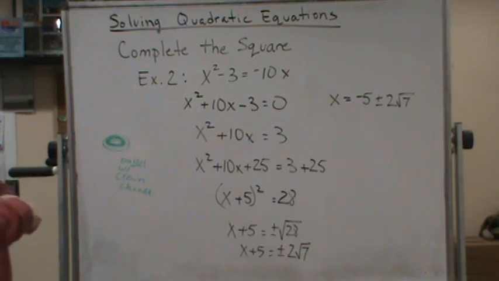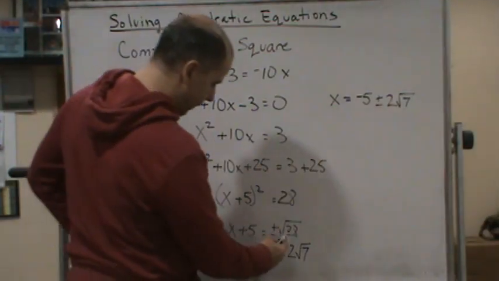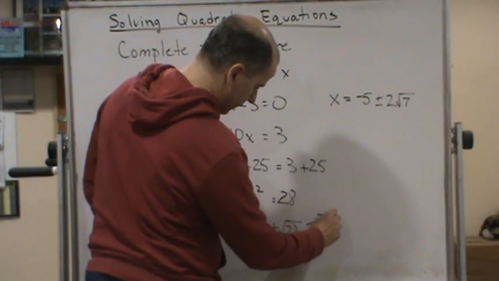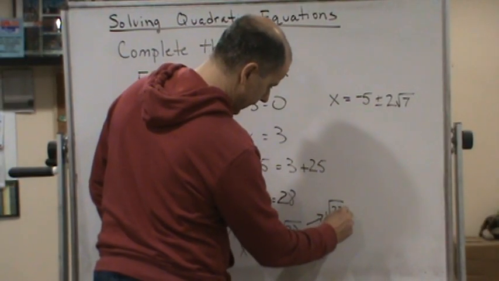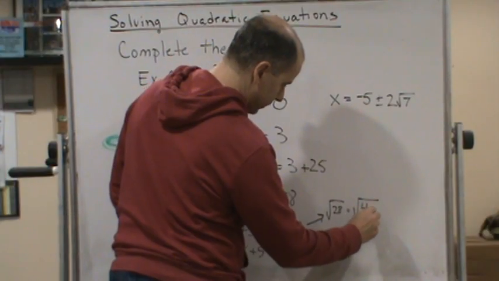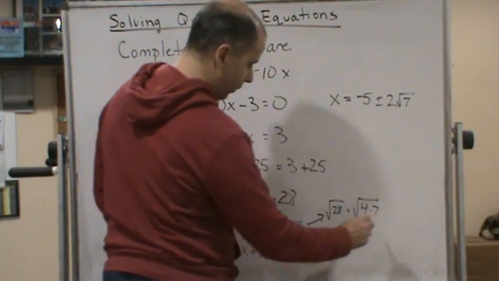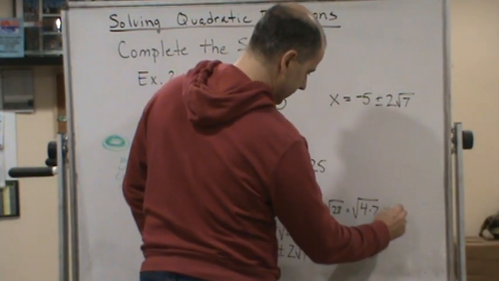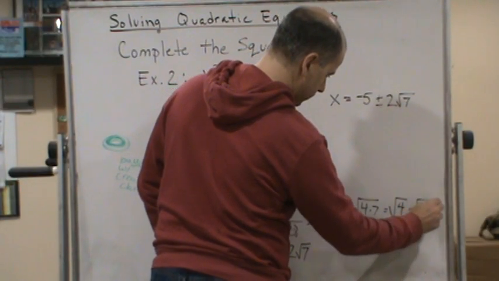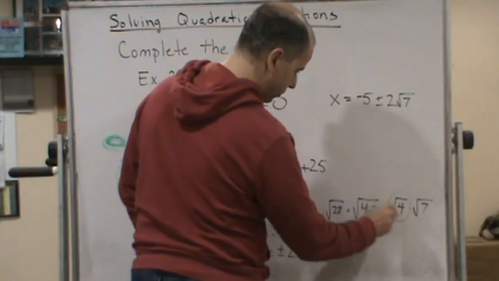Okay. Now again, how did I get the 28 to here? Remember, the square root of 28 can be written as the square root of 4 times 7, which then the square root properties tell me I can split up into the square root of 4 times the square root of 7. And then the square root of 4 is 2.